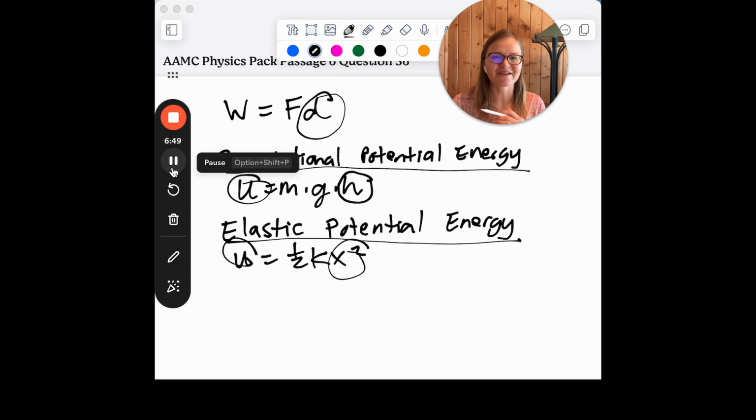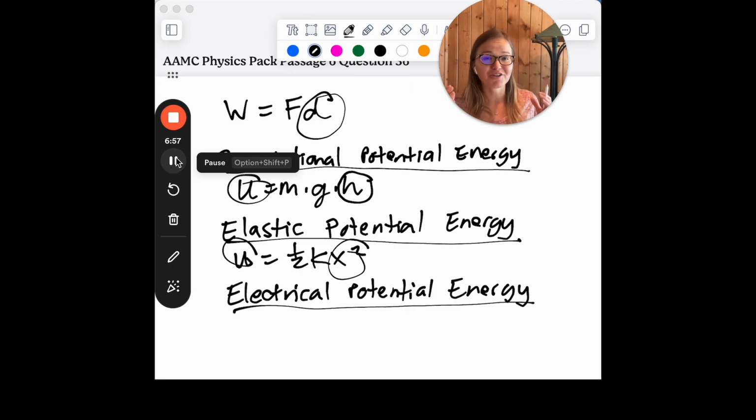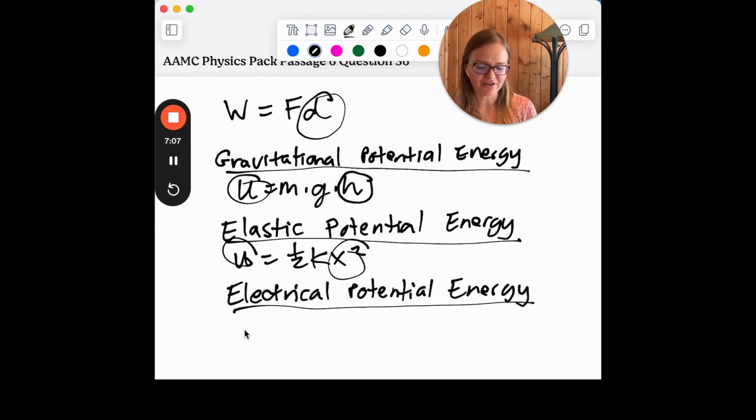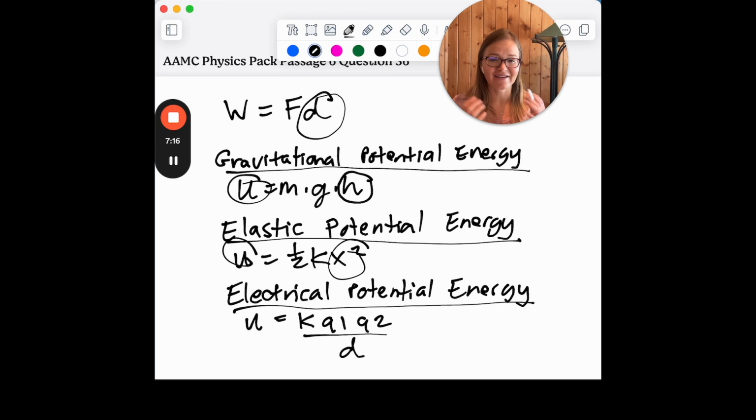So now to the type of potential energy that's relevant to this question, electrical potential energy. When we move electrically charged particles from a neutral position against a charge gradient, we're doing work. And we can store that work as electrical potential energy. And our equation for electrical potential energy is going to be U equals K times Q1 times Q2 divided by distance.